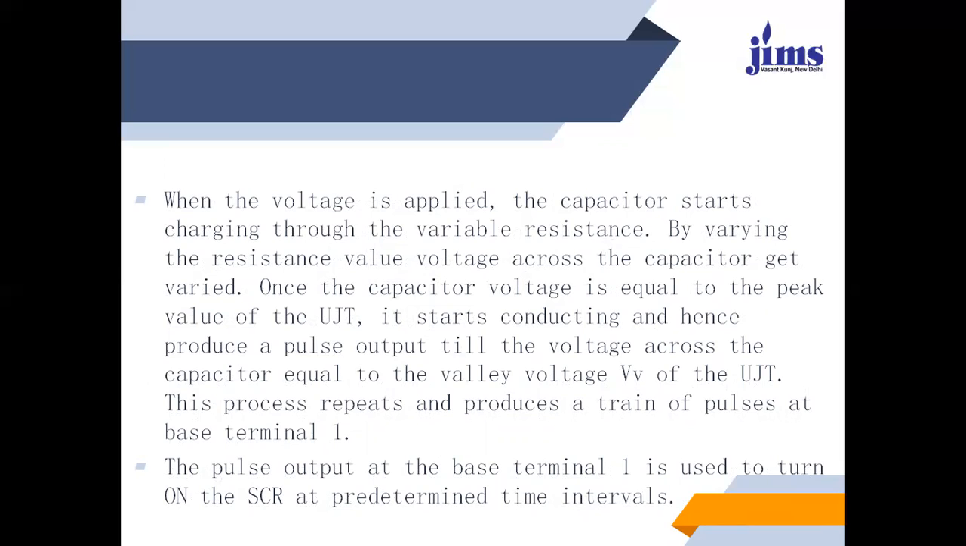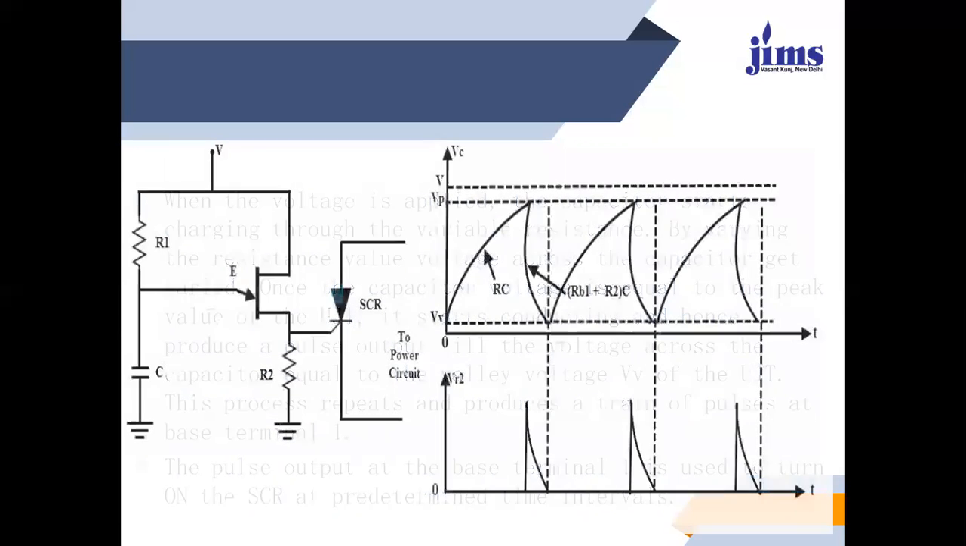Once the capacitor voltage is equal to the peak value of the UJT, it starts conducting and hence produces a pulse output till the voltage across the capacitor equals the valley point of the UJT. This process repeats and produces a train of pulses at base terminal 1. The pulse output at base terminal 1 is used to turn on the SCR at predetermined time intervals.